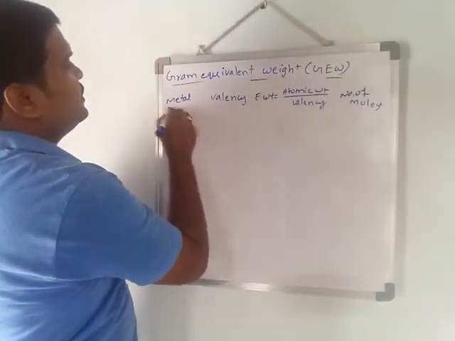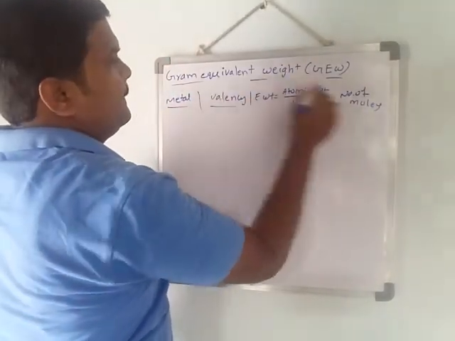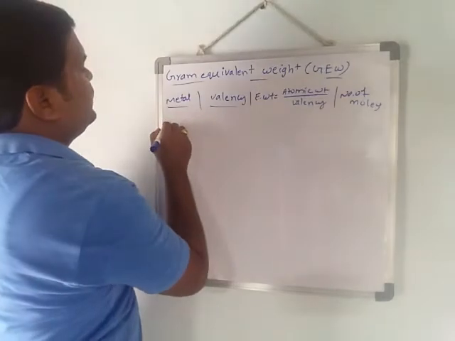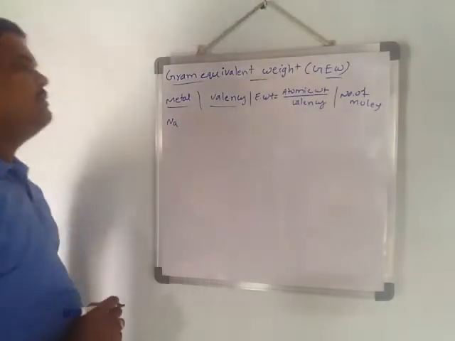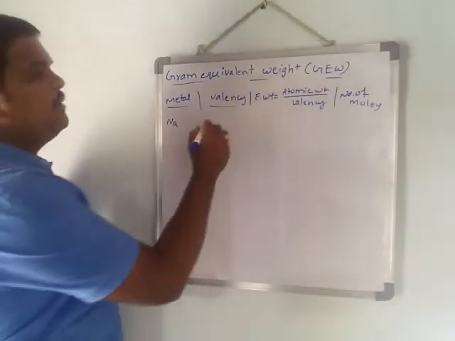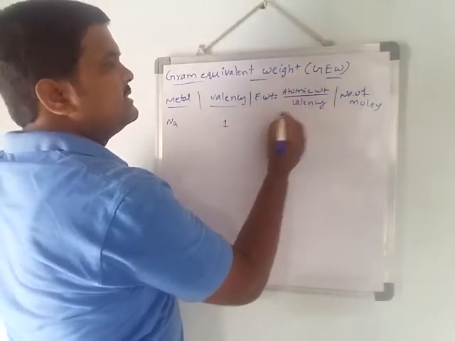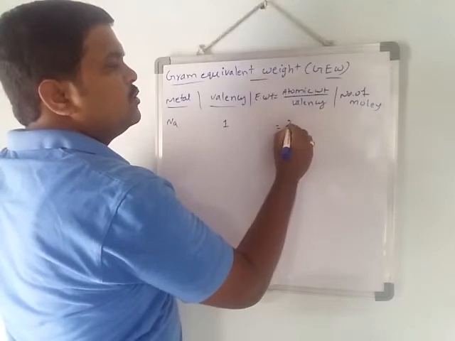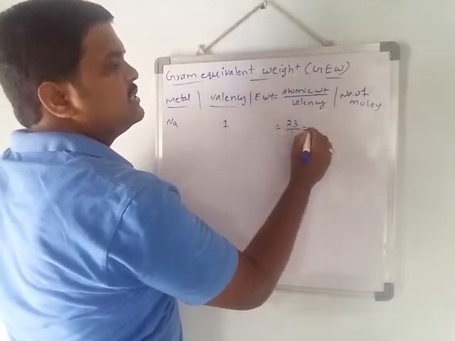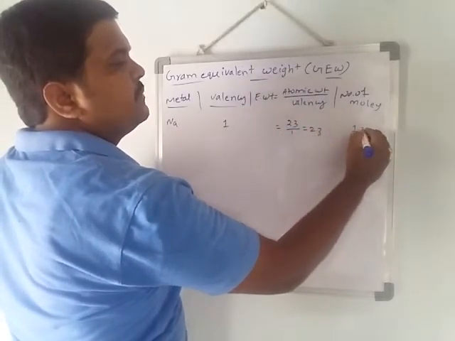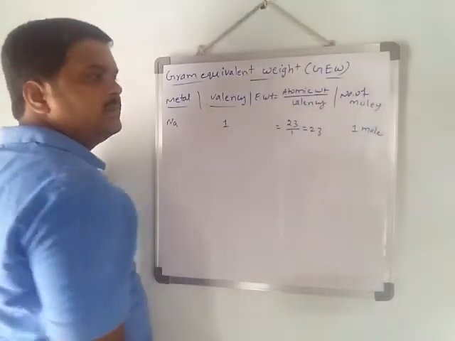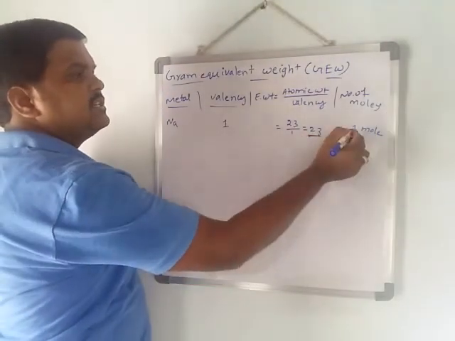So first we will take sodium, valency 1. Equivalent weight is atomic weight by valency. The atomic weight of sodium is 23, by 1, that is equal to 23, that is 1 mole. Yes or no? So 23 grams is equal to 1 mole.